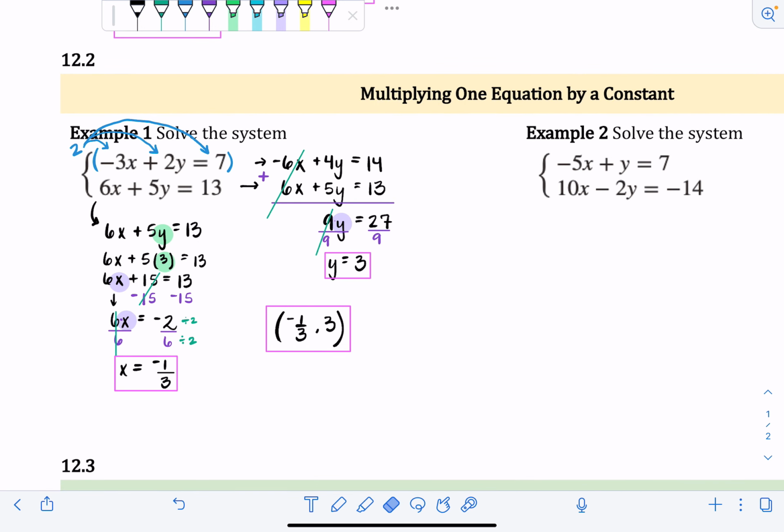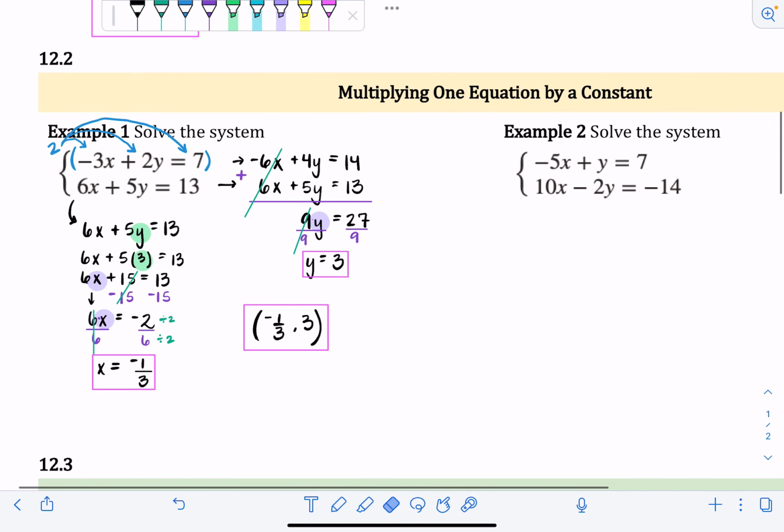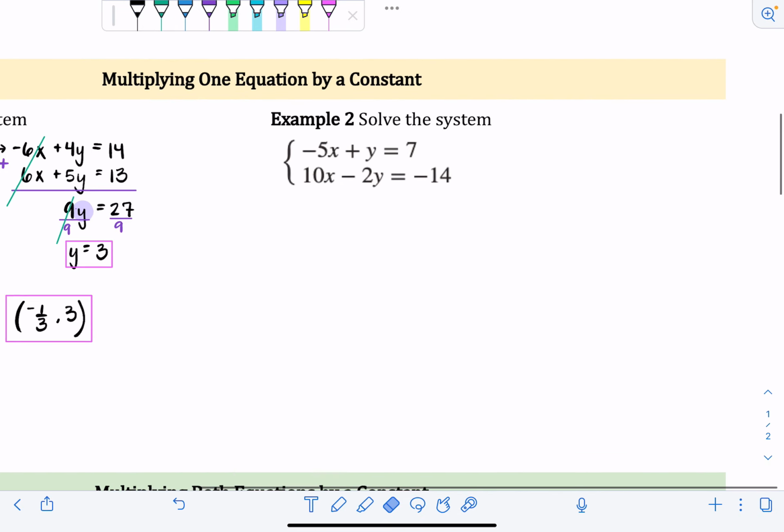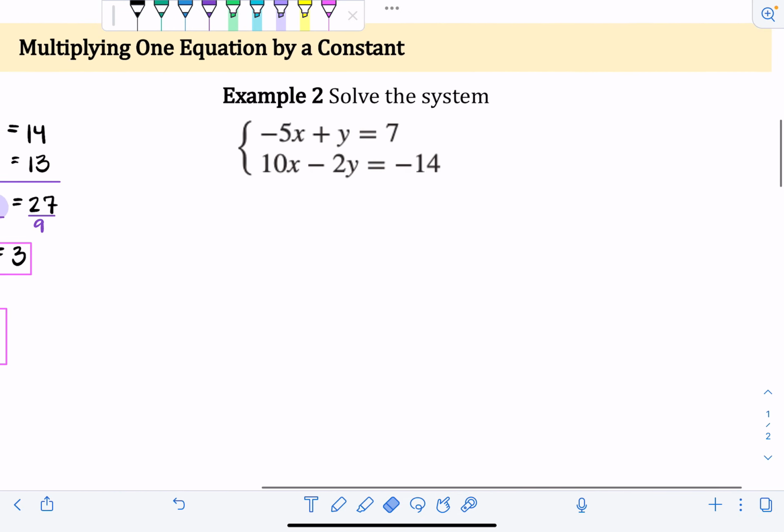Okay, so example 2, solve the system. This is a really good point to maybe pause the video and see if you can do example 2 on your own, because it's really similar to example 1. So it'd be a good point to check your understanding so far. If you need another example though, of course, you could just do it with me as you watch the video. Okay, so example 2, solve the system negative 5x plus y equals 7 and 10x minus 2y equals negative 14.